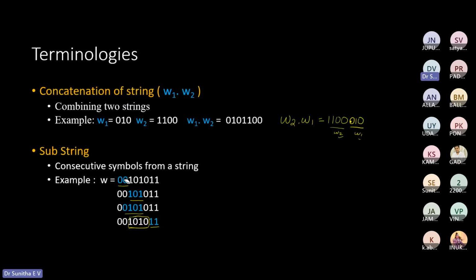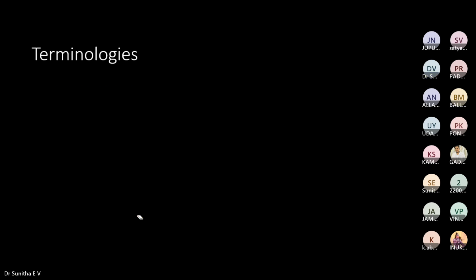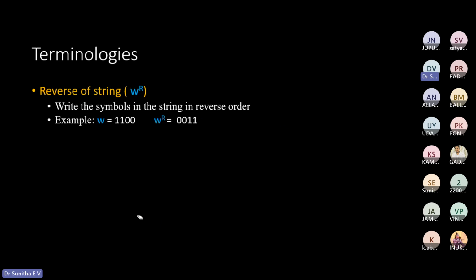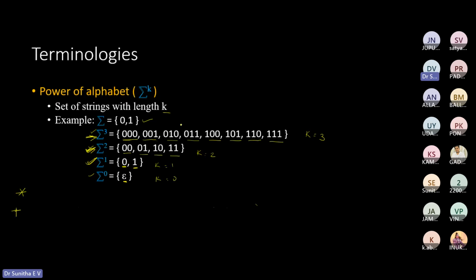Then substring means any consecutive combinations of our string. Okay, so here 00 is a substring, 101 can be taken as a substring, 0101 is a substring, 1010 is a substring, 11 is a substring. Okay, so if we take any consecutive set of characters from our string, that is the substring. Then reverse of a string means we are just reversing the order of our characters. So 1100, its reverse is 0011. Then the last one is power of an alphabet. It is represented as sigma to the power k.